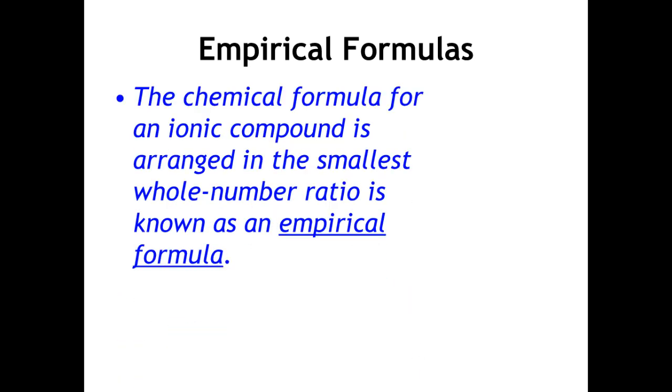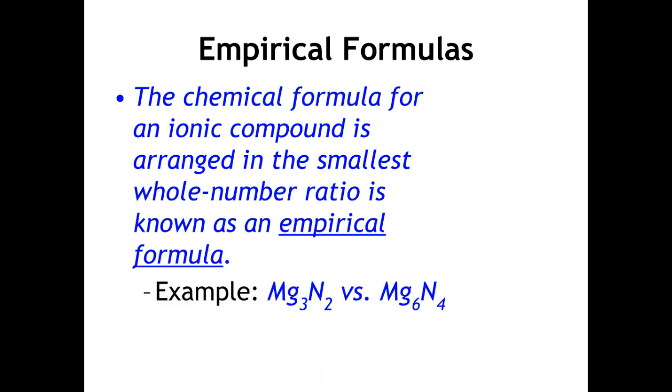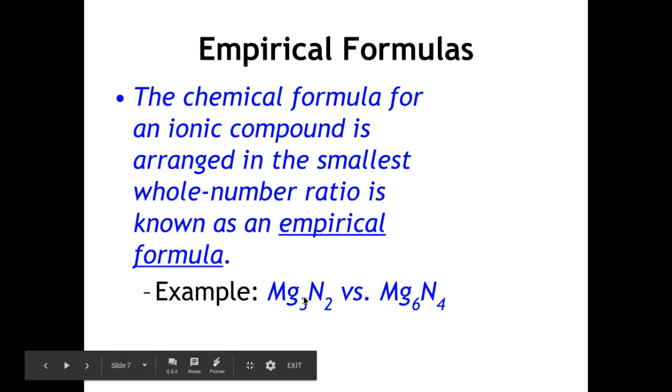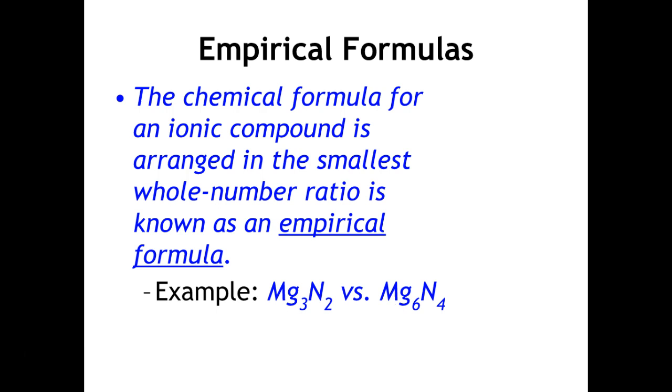So we talked about empirical formulas last time, but let's just recap. It's the chemical formula for an ionic compound when it's arranged in the smallest whole number ratio. It's basically the smallest amount of atoms possible to form the most stable bond. An example would be magnesium nitride. Mg3N2 is the empirical formula for magnesium nitride. Mg6N4 is not the empirical formula because it's not the lowest whole number ratio possible.